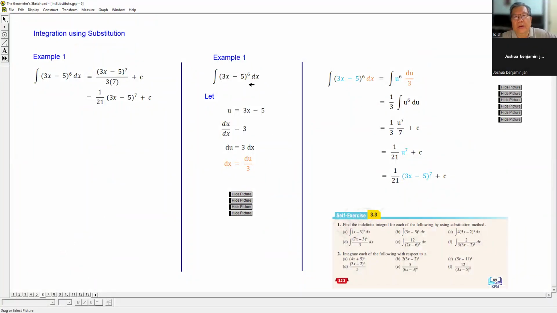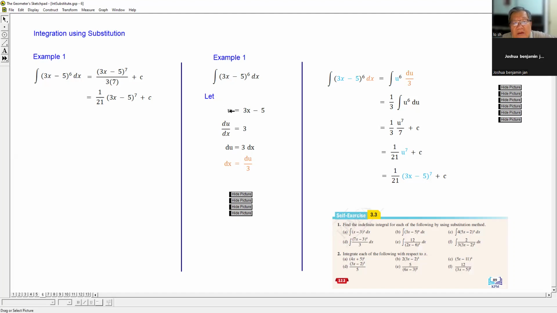Okay. Now, can you recognize this function? 3x minus 5 to the power of 6. Once it is raised to the power of 6, you cannot integrate them, right? You cannot integrate them. You have to integrate term by term. If you cannot integrate term by term, you have to use a special method called substitution. Now, how to substitute? You see the function that is inside this bracket there. Inside the bracket is 3x minus 5.